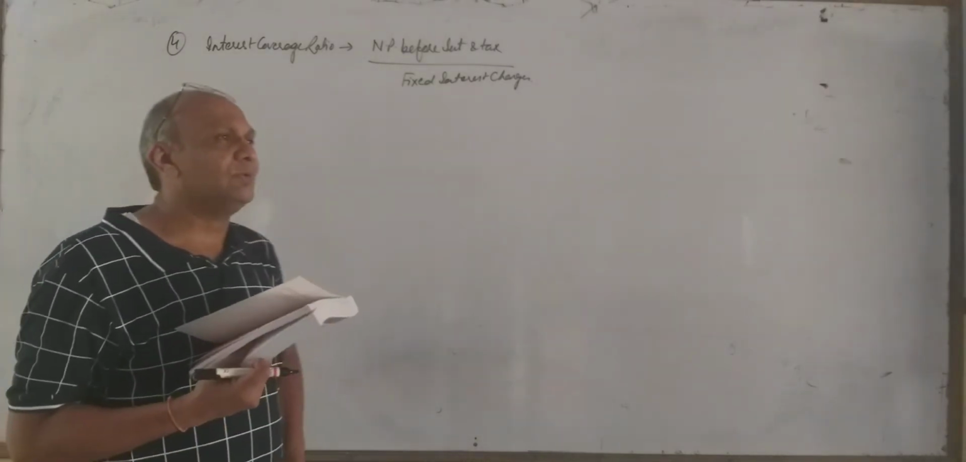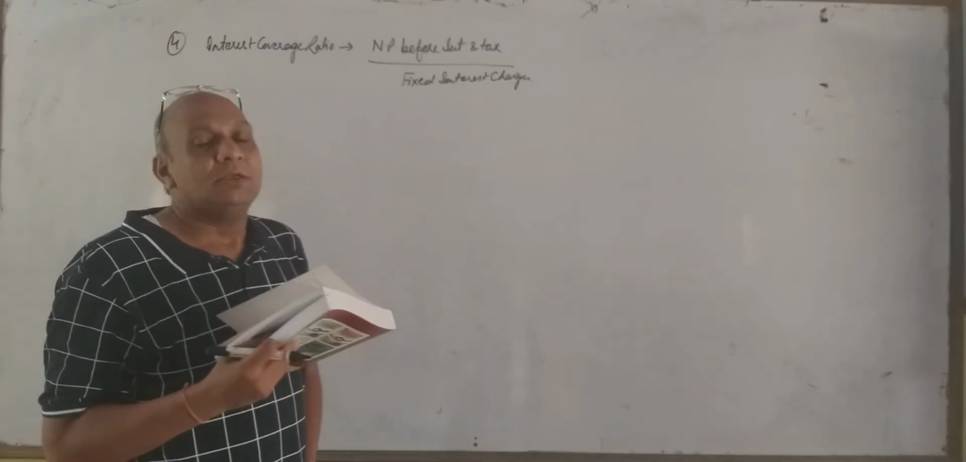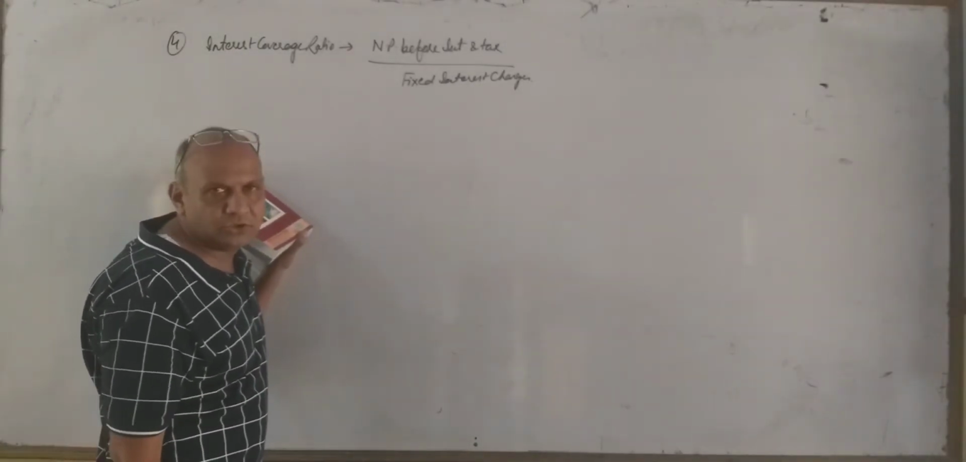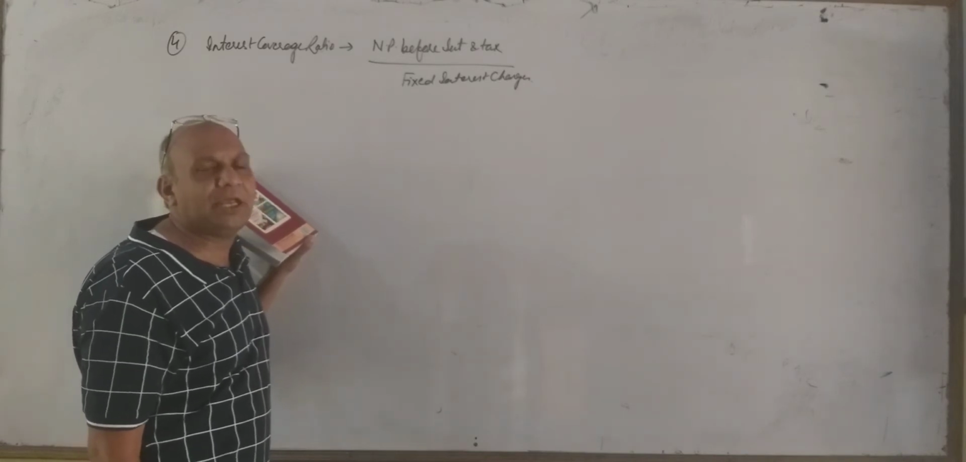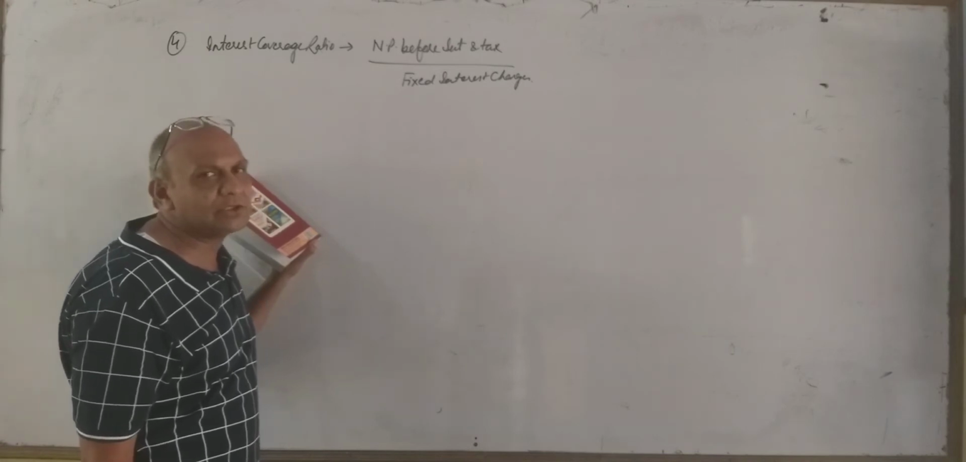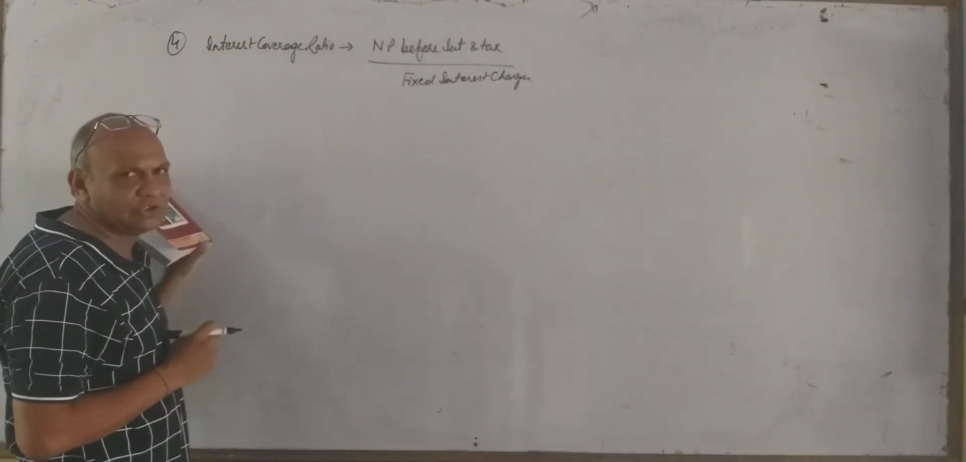Morning class, 12th commerce accountancy period. We are doing solvency ratio. In solvency ratio we have already covered three ratios: debt equity, total assets to debt, and proprietary ratio. And the fourth ratio in that is interest coverage ratio.